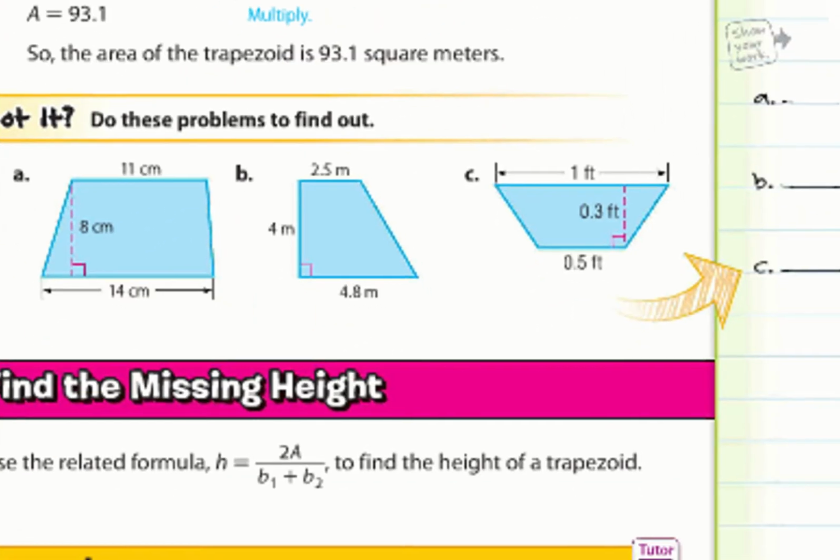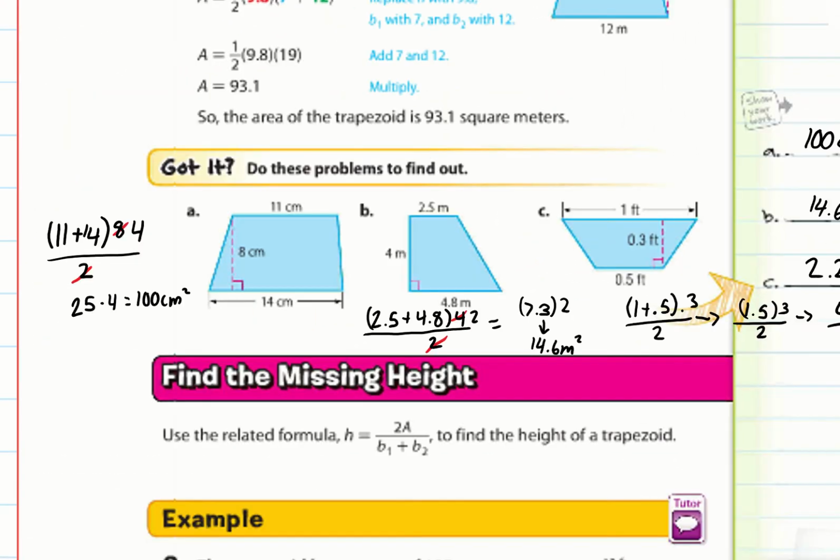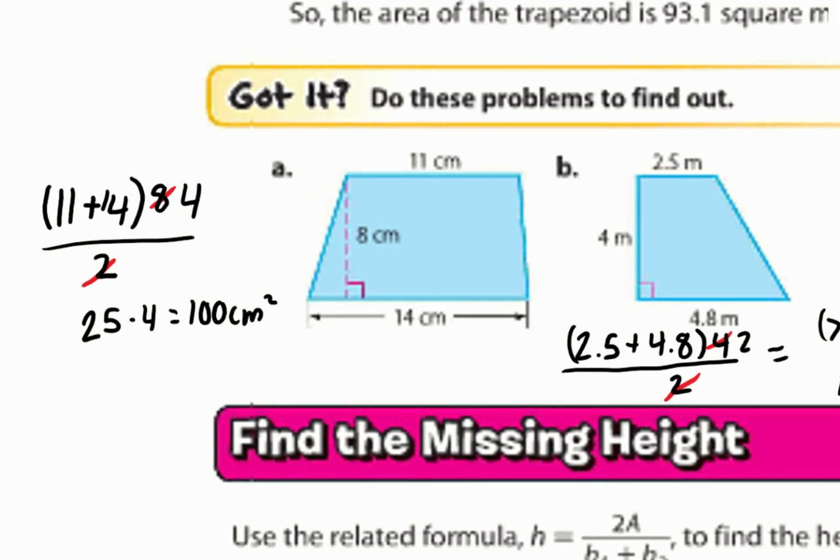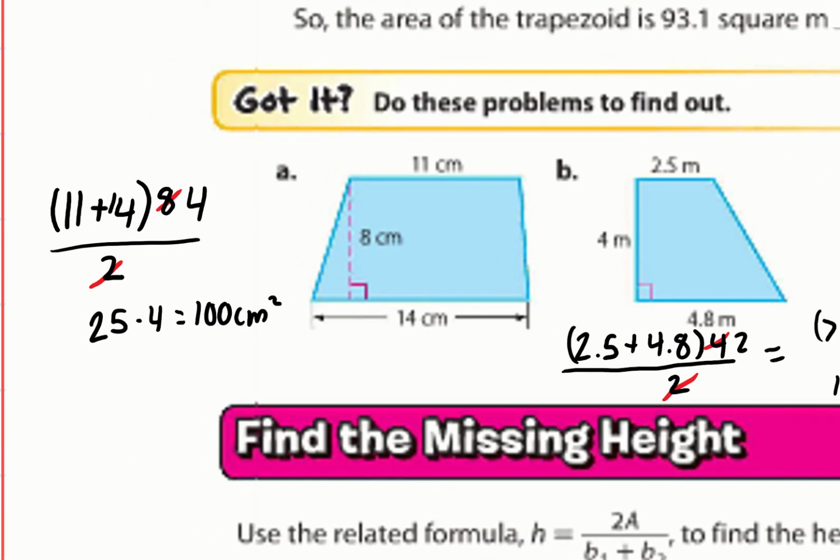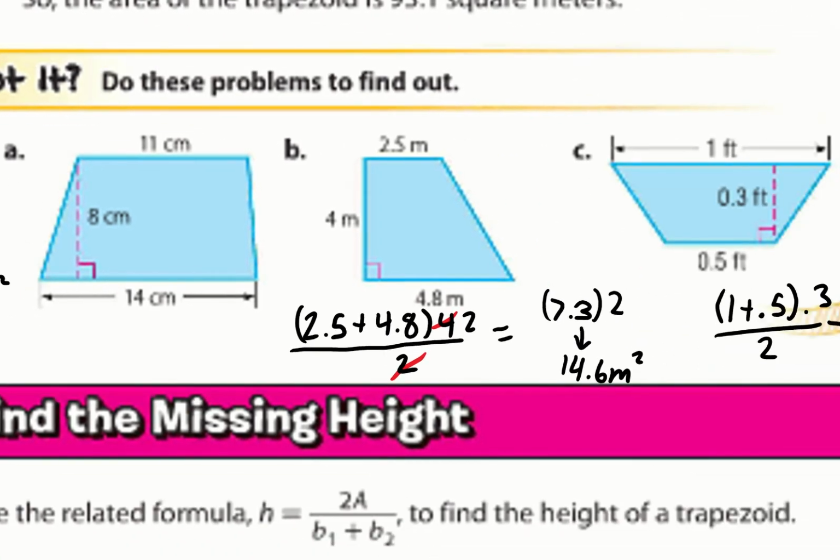So go ahead and try A, B, and C. Alright, so for A, notice that base 1 and base 2, 11 plus 14, is going to be 25. I have it times 8 and divided by 2, so I can simplify the 8 and the 2. The 8 becomes a 4, my 2 goes away. So I get 25 times 4, which equals 100.